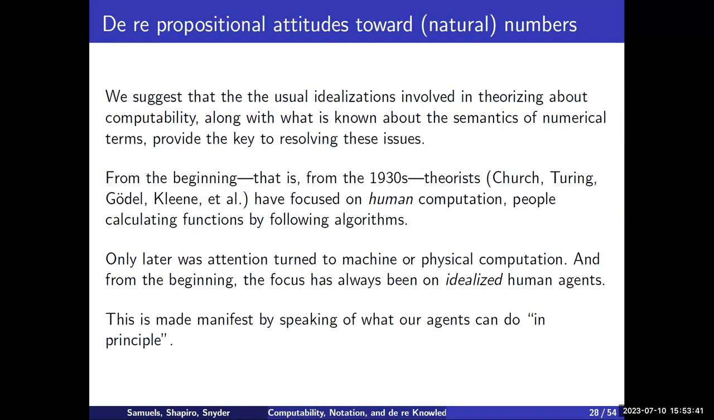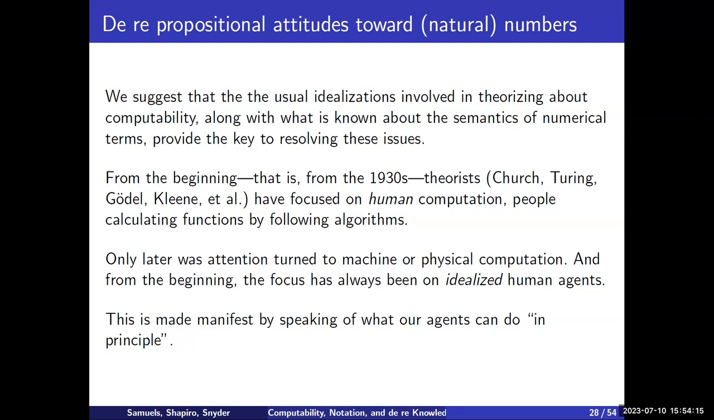Now, what I propose here, I keep forgetting about my co-authors. We suggest that the usual idealizations involved in theorizing about computability, along with what is known about the semantics of numerical terms, provide the key to resolving these issues. From the beginning, that is, again, this is even more ancient than my paper. This is all the way back to the 1930s. That would be the prehistoric era.